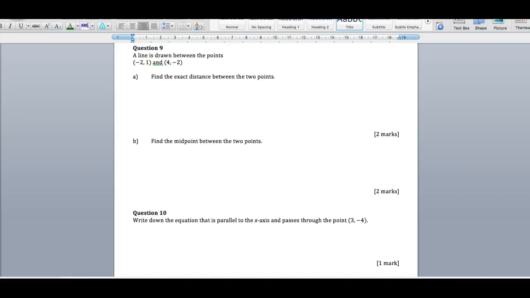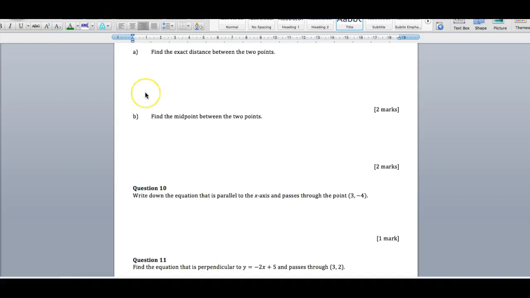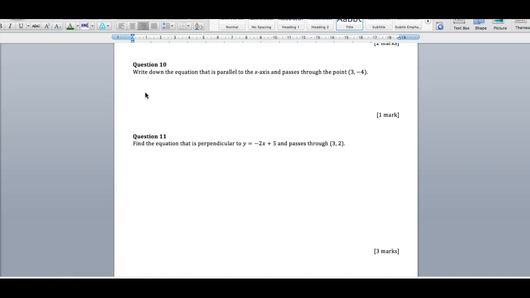Okay, so question 9, just straightforward formula stuff. Okay, so hopefully you, as a cohort, did quite well.